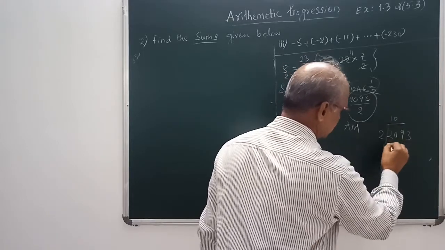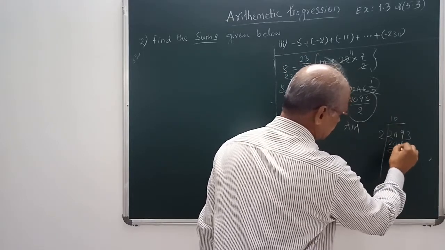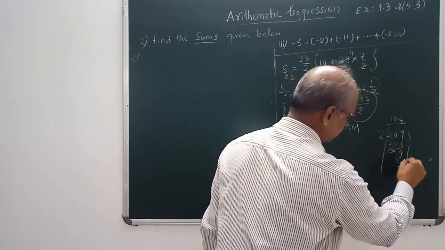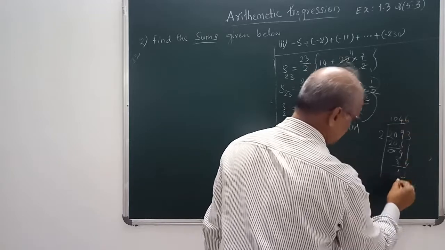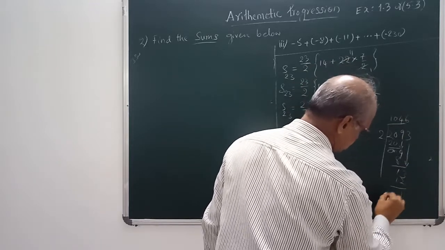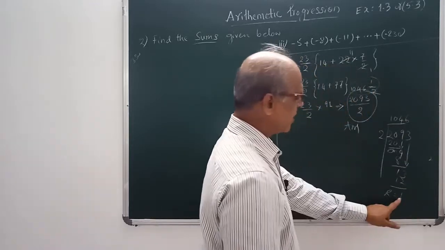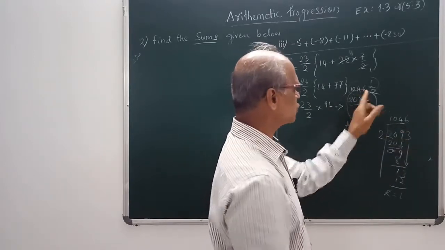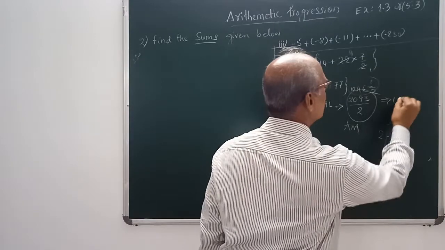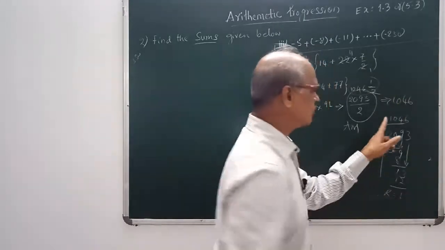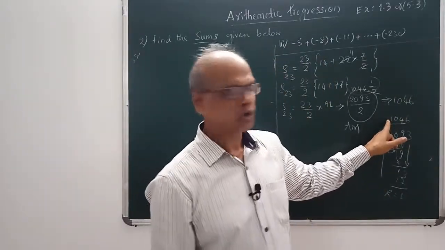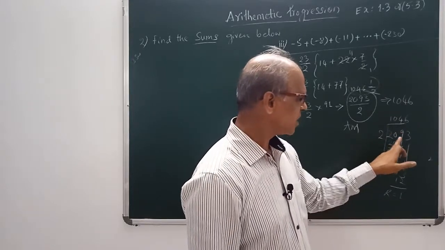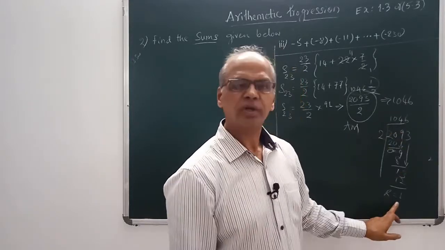2 tens are 20. Bring it down. 2 fours are 8. 1. Bring it down. 2 6s are 12. So this is your remainder. Remainder 1. This is a whole integer. That means it is 1046. Next answer is 1046. Always whatever answer you have got, this is your answer, isn't it? Quotient is your answer. And this is your divisor. And this is your dividend. And this is your remainder.